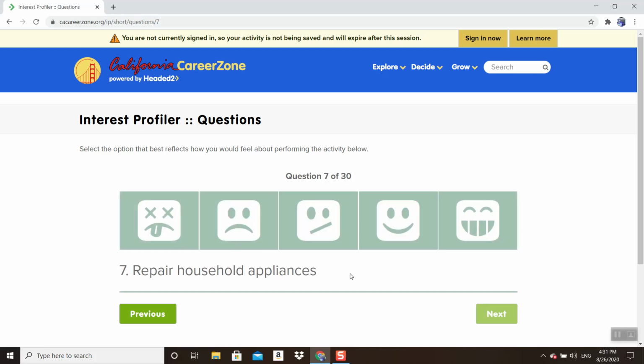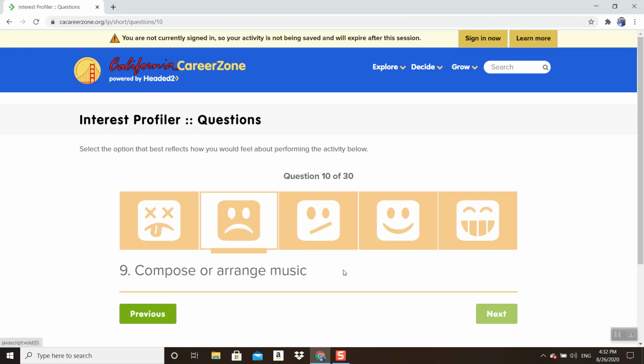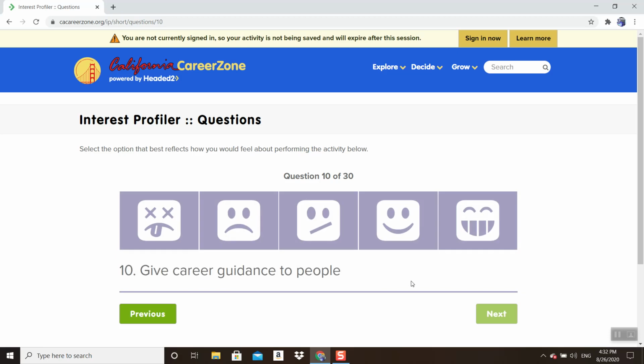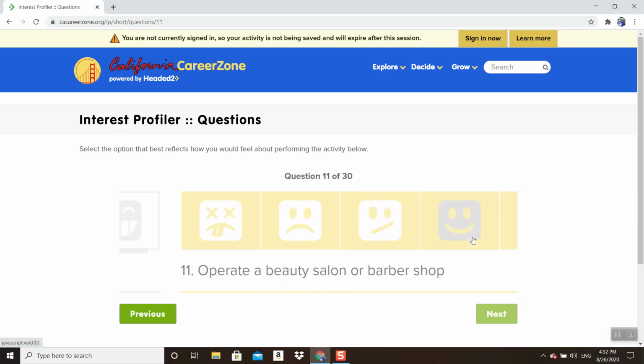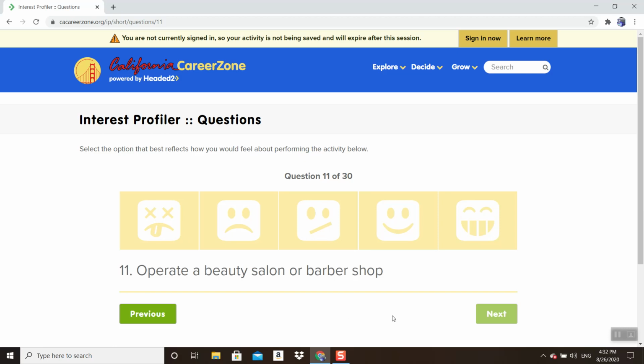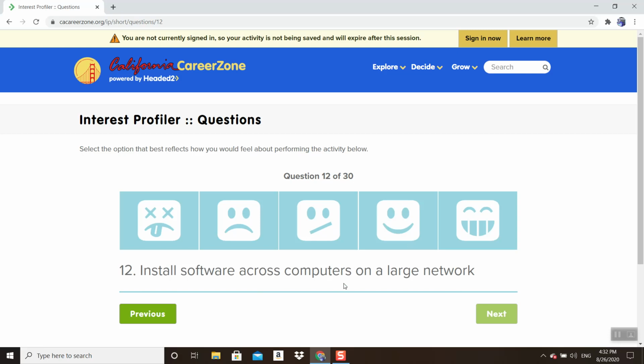Repair household appliances. Actually, I do. I don't like to spend money on fixing things. I do it myself. Conduct chemical experiments. Ooh, I'm not a big fan. It sounds fun, but I'm not looking to get burnt. Compose or arrange music. No. Give career guidance to people. Hey, that's something I really like to do. Operate a beauty salon or barbershop. I used to cut my fraternity brothers' hair while I was in college.